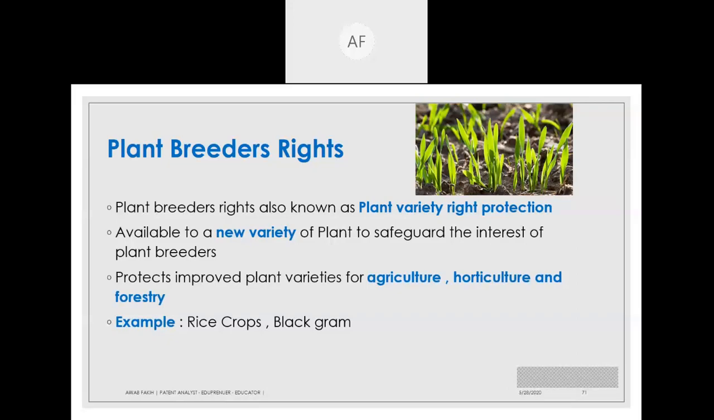You can export it, you can import it, you can offer it for sale, you can sell it, and any sort of marketing can be done with all of the above. We can stock it for any of the above purposes. For example, commercial strawberries, pineapple, and so on. So that is all about plant breeders. We have already seen there are two categories in terms of plant breeders when you talk about the term of protection.